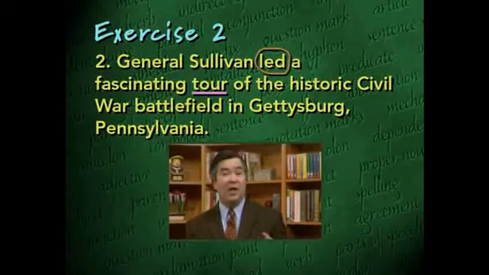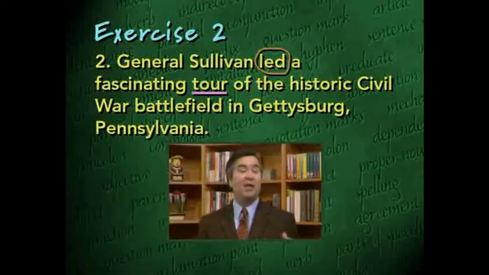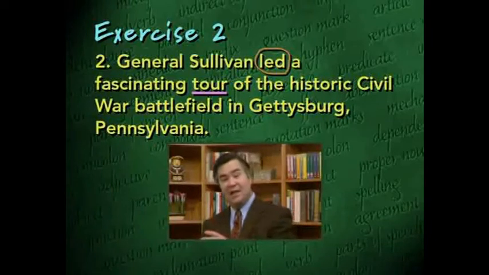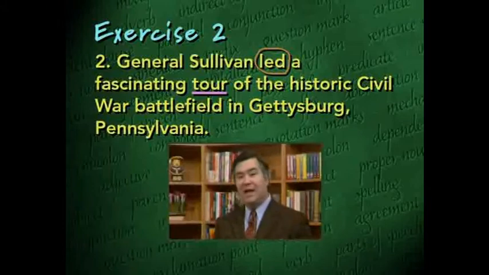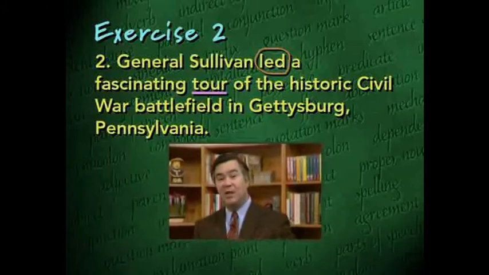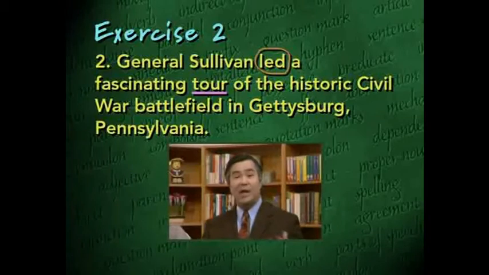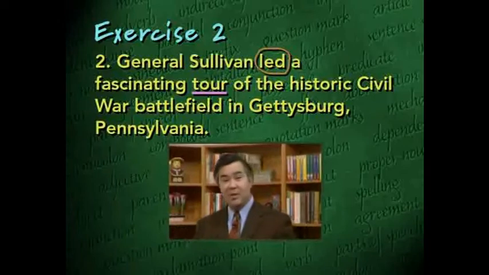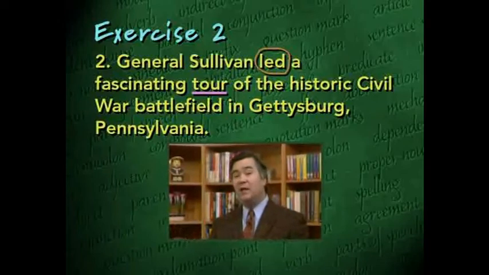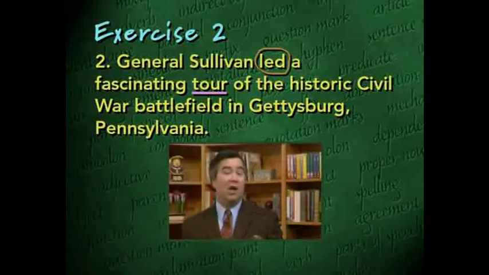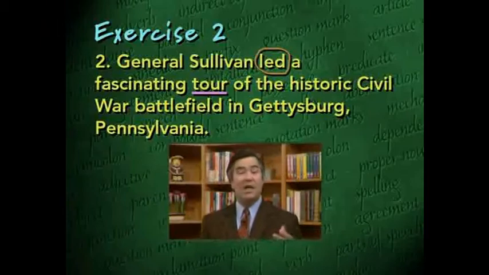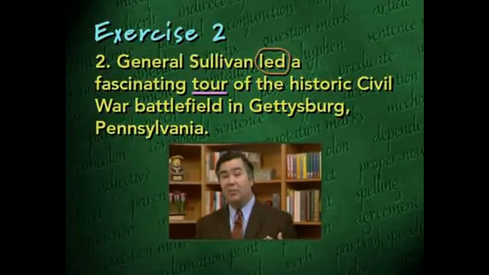The other words there, fascinating, give more information about the tour. They tell us what kind of tour it was. Notice that all the other words that follow the word tour in this sentence again go to give more information about the action. They don't receive the action directly, they just give more information about it. What kind of tour was it? It was a tour of the historic Civil War battlefield. And where was that battlefield? In Gettysburg, Pennsylvania. Those two groups of words are prepositional phrases, and the prepositional phrases give more information about the action. They don't receive the action of the verb directly.